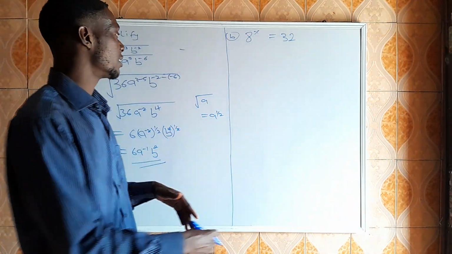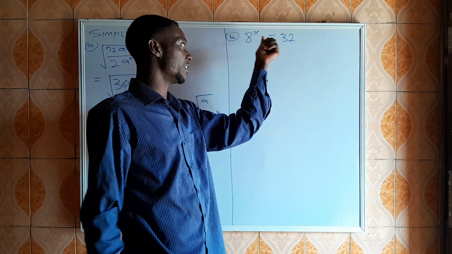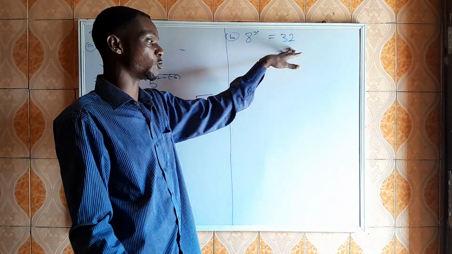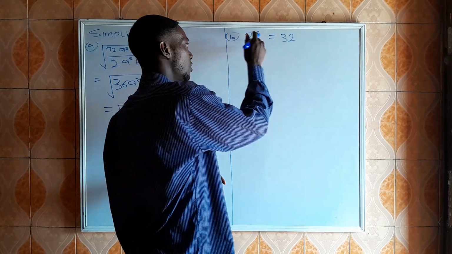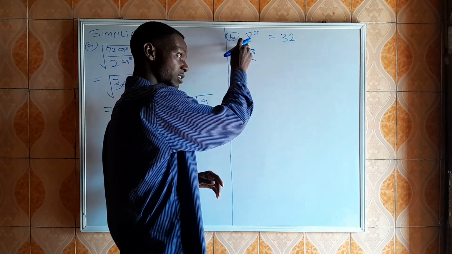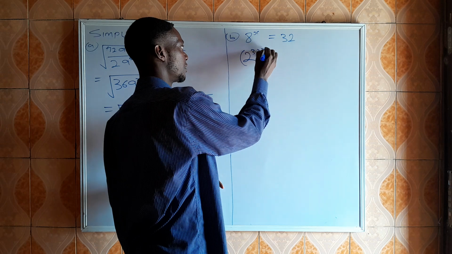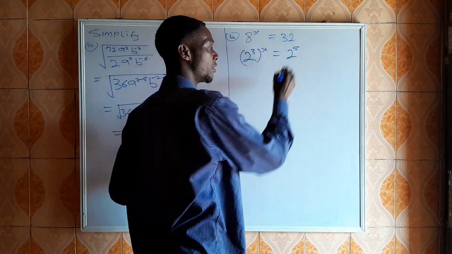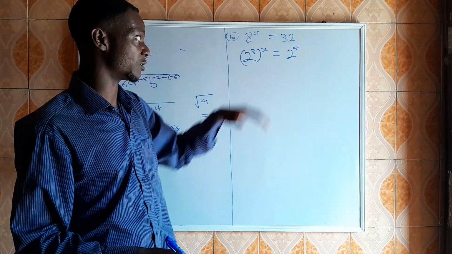And for this other side, we have 8 raised to power s equals 32. Now we can express 8 and 32 in the power of 2. So 8 becomes 2 raised to power 3. 2 raised to power 3 is 8. And 32 is 2 raised to power 5. 2 raised to power 5 is 32.